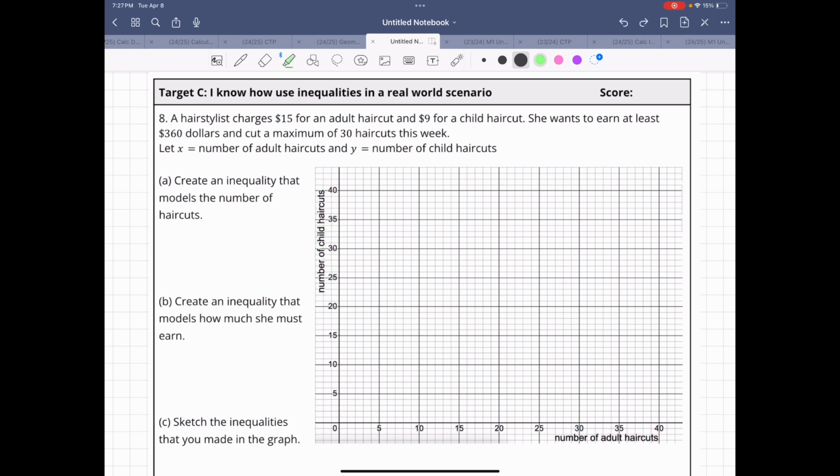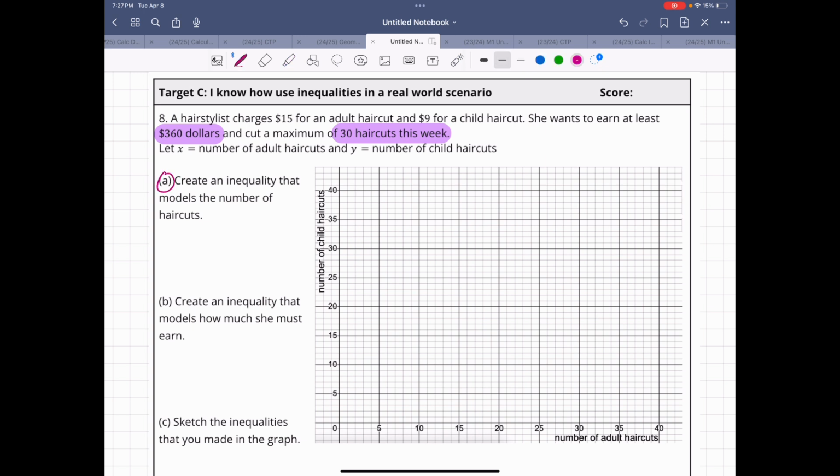So basically there are two constraints here. The first constraint is that she wants to earn at least $360, but her second constraint is that she can't cut more than 30 haircuts. So there's a maximum of 30 haircuts that she can do in a week. So we want to create two inequalities.